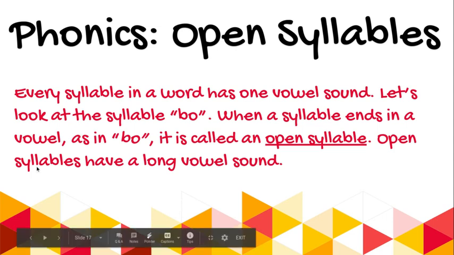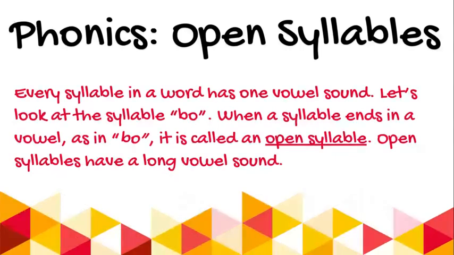Let's look at the syllable B-O. It might just say the bo sound. When a syllable ends in a vowel, as in the B-O syllable, it is called an open syllable. Open syllables have a long vowel sound. Like in that syllable bo, the O makes the long O sound.